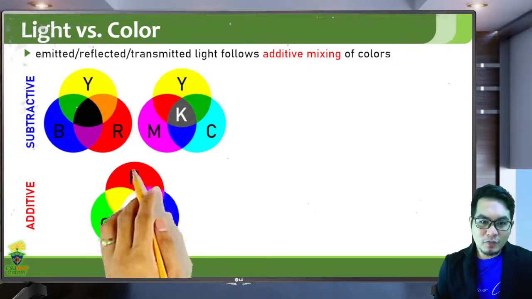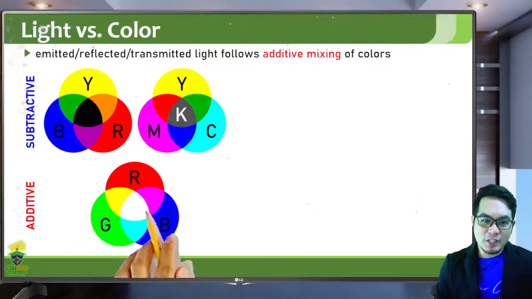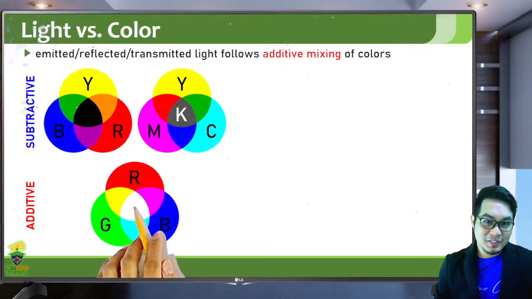If you mix all of them in equal quantities, then you will get white. So if you have all of the colors from red, green, blue, and all of their combinations, all of the other secondary and tertiary colors, of course you will get white, if they are all in equal quantities or intensities.